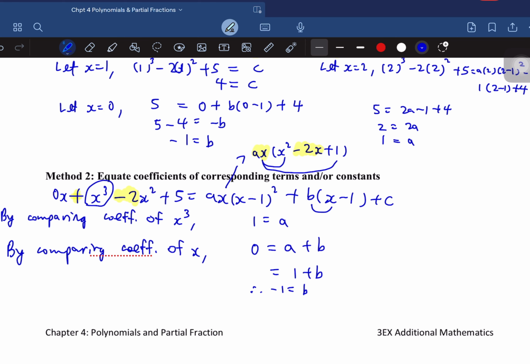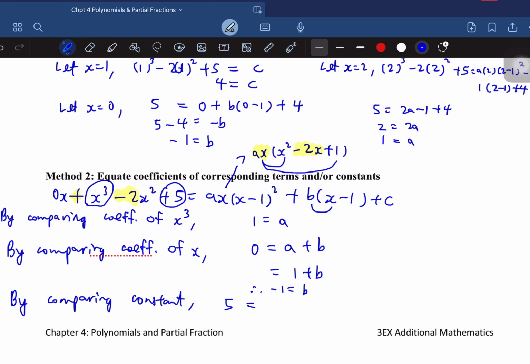Then the next one we will compare constant. You can see that when we compare the coefficient, we always compare in descending order of powers, so it's easier. Just like when we write a polynomial, we write it in descending power to write it properly. So after x, we have constant. So constant on the left hand side is 5. So by comparing constant, my left hand side is 5.